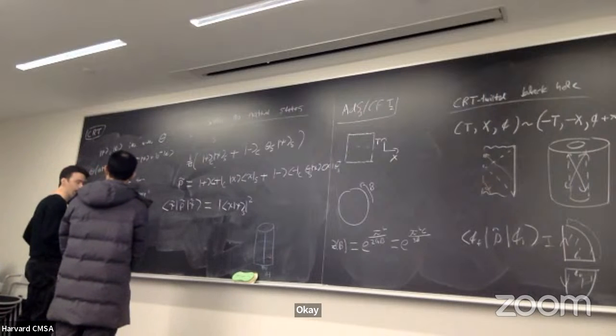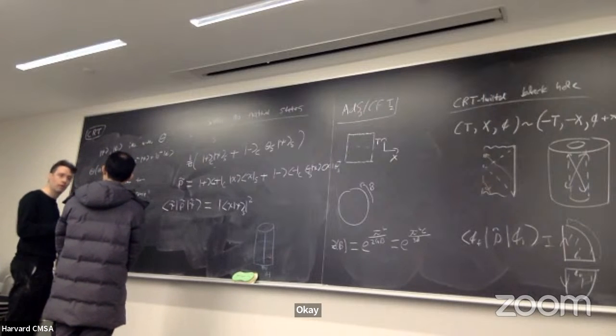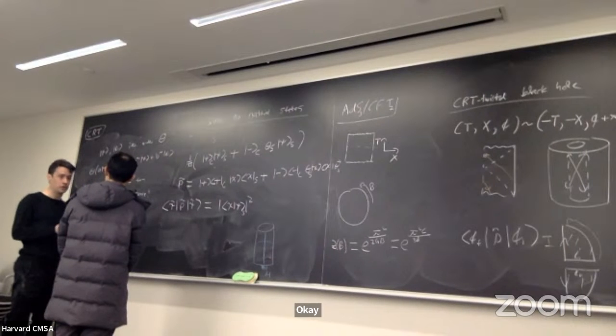One way you can think about it is there's certainly a thing I can do, I can compute Euclidean correlators of the various spheres.